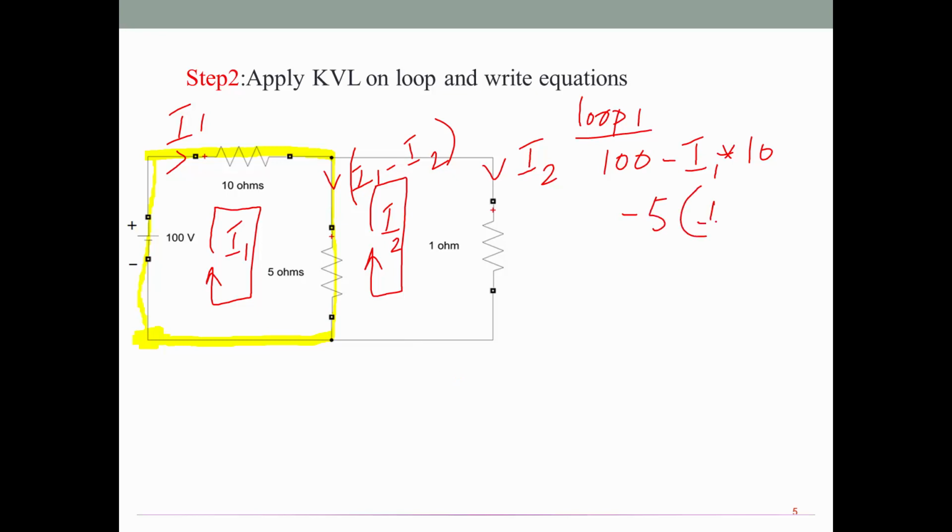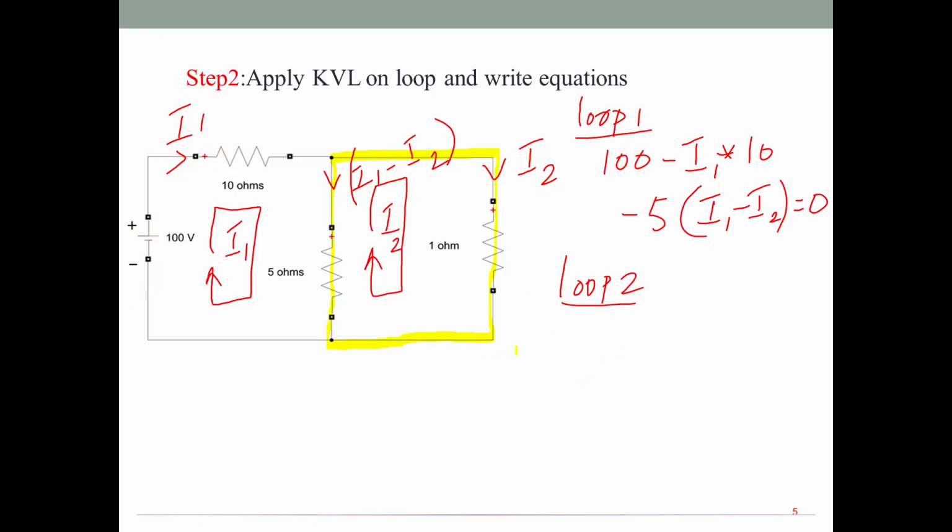The branch current is I1 minus I2. There are no other elements, so equate the same to 0 as per KVL. So this is your loop 1 equation. Likewise, you can also write down the loop 2 equation. Now this time you take this loop, apply KVL and write down the equation.